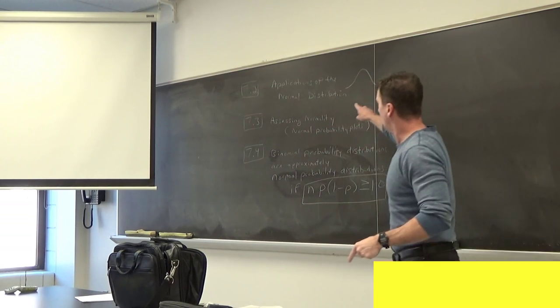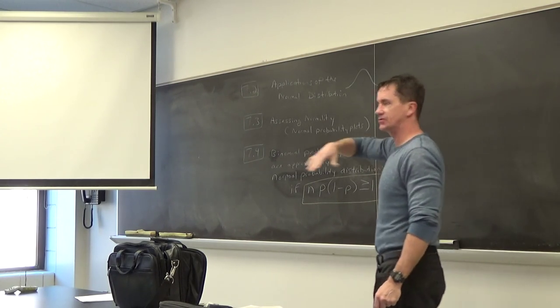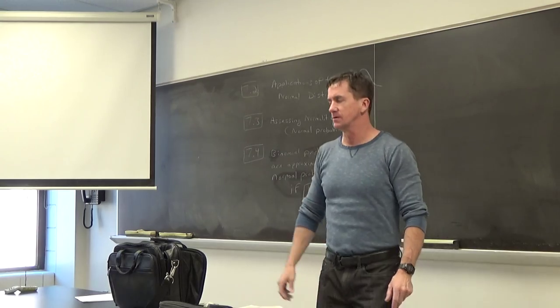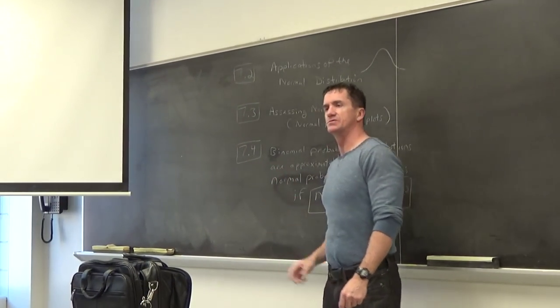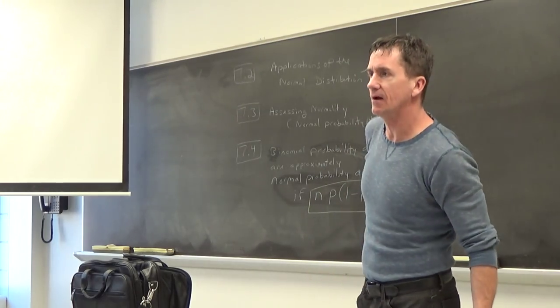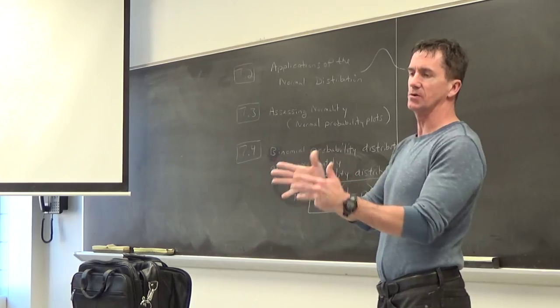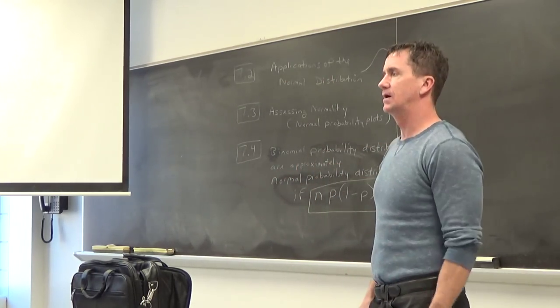Hey, I wanted to do a few more problems from 7.2, just to make sure you're good with that topic. And we're getting to 7.3 and 7.4. You'll notice we're going to return to the binomial probability distributions, like the binomial PDF and the binomial CDF. We're going to make a connection between binomial distributions and normal distributions, the bell-shaped curve.